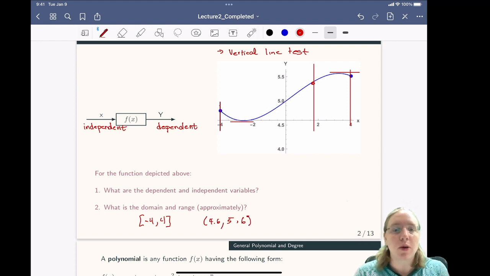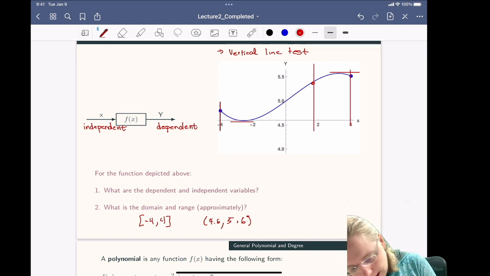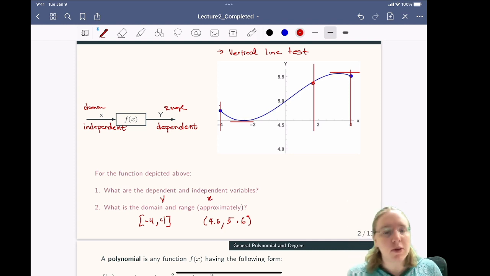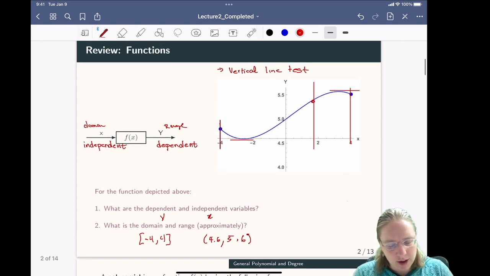All right, and I'm going to use open brackets just because they're approximate, and I don't know if those points are exactly included. So the x has a domain, and the y has a range. Our dependent variable is y, and our independent variable, the question, is x. All right, so that is an introduction to functions.